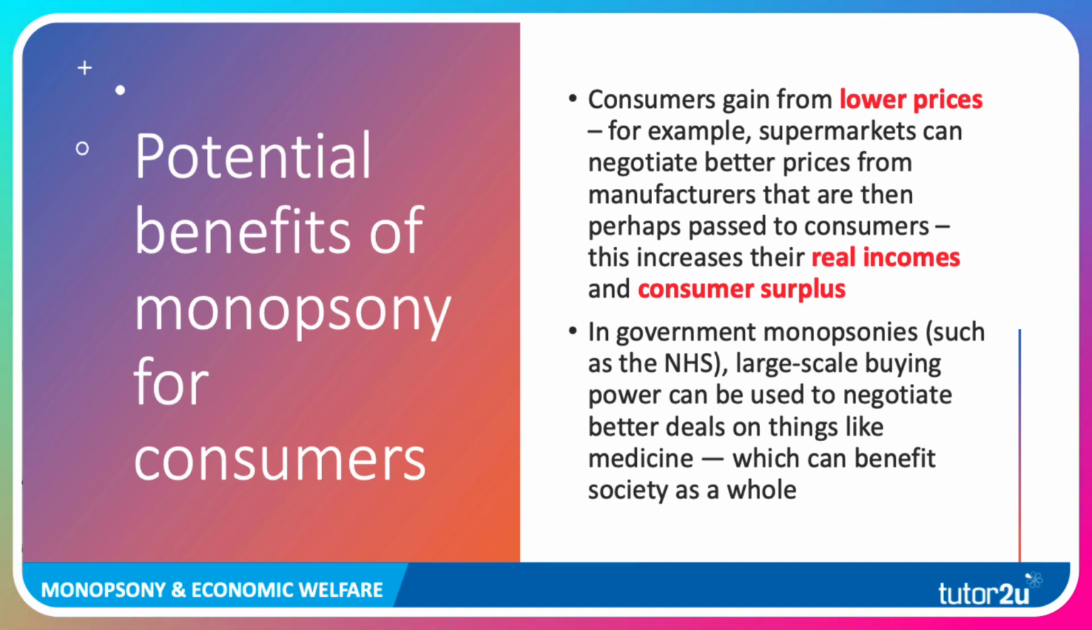Supermarkets can get better prices from manufacturers. And if those are passed on to the consumer, and the key word there is if, in whole or in part, then that increases real incomes and consumer surplus. In government monopsonies, such as the NHS, that huge buying of vaccines and other medicines and medical equipment can be used to negotiate better deals, which can benefit society as a whole. The NHS can get more bangs for its buck from its budget.